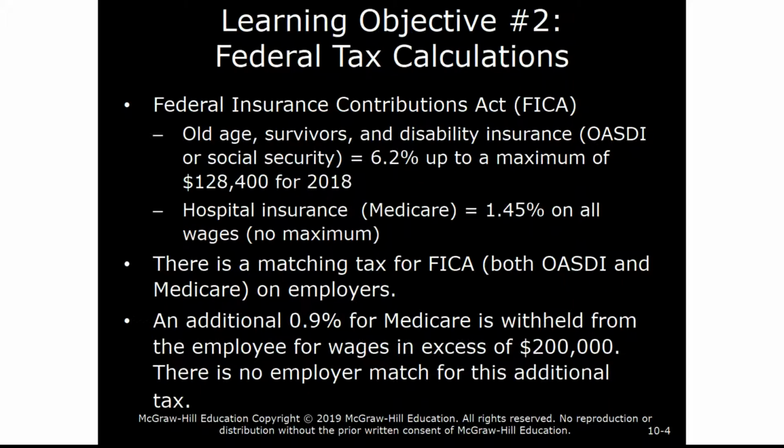Another type of common withholding that relates to employment taxes is hospital insurance or Medicare, which is 1.45% for both the employee and the employer, and there is no maximum, there is no upper threshold on this. So all the gross income is taxed.